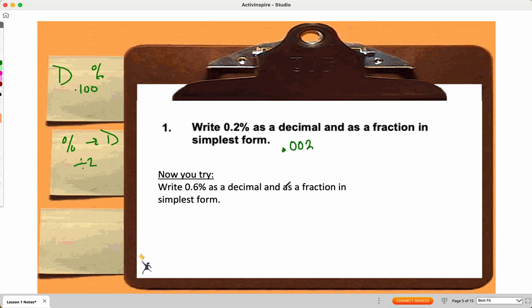So it's 0.002, and we say, okay, this is tenths, hundredths, thousandths. So as a fraction, it's 2 thousandths. And I can simplify that one more to 1/500. All right, go ahead and see what you come up with for 0.6%. Pause the video and start it again when you're ready to look at the answers.